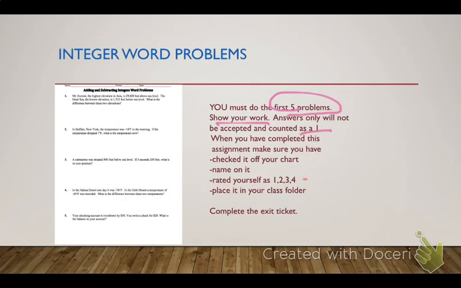It might not be a bad idea to rate yourself before and after and put it up by your name, before you do the assignment and after you do it. If you have any questions, you can ask. And then make sure you complete the exit ticket as well, or you should have already done that before you got here. If you have any questions, make sure you ask.